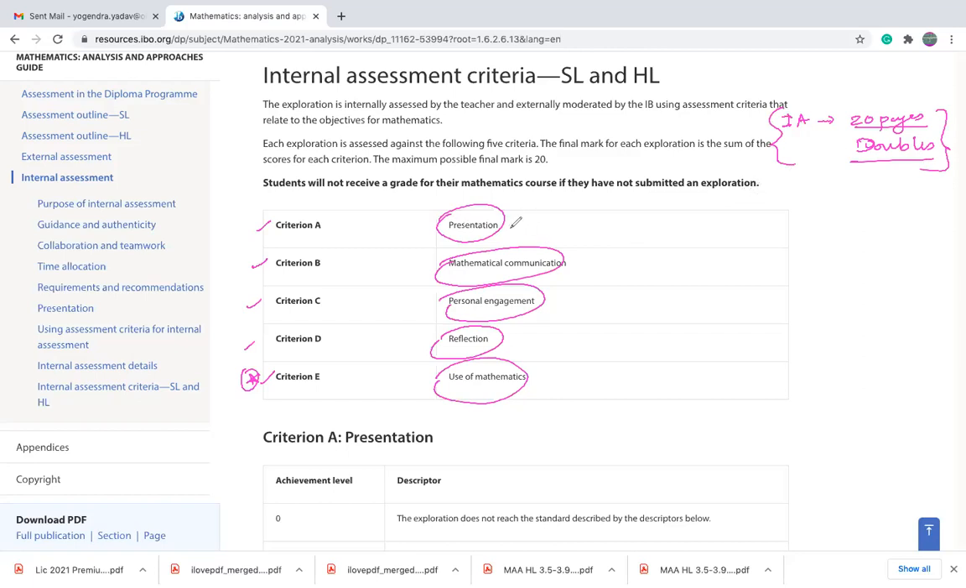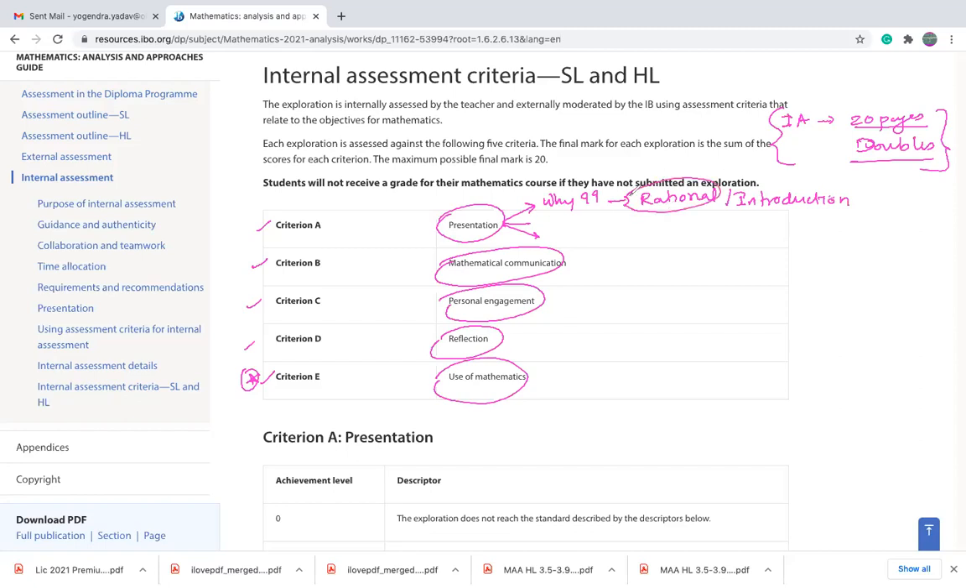Firstly, in presentation, what do we look at? We look at what the student has chosen and why has he chosen it. So the first thing is the why, which comes as the rationale and a solid introduction. If your initial introduction is bad, it is evident throughout the exploration.